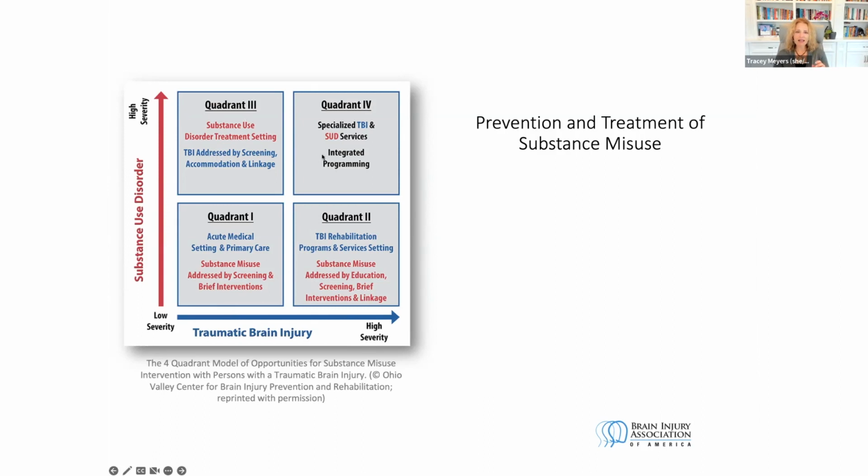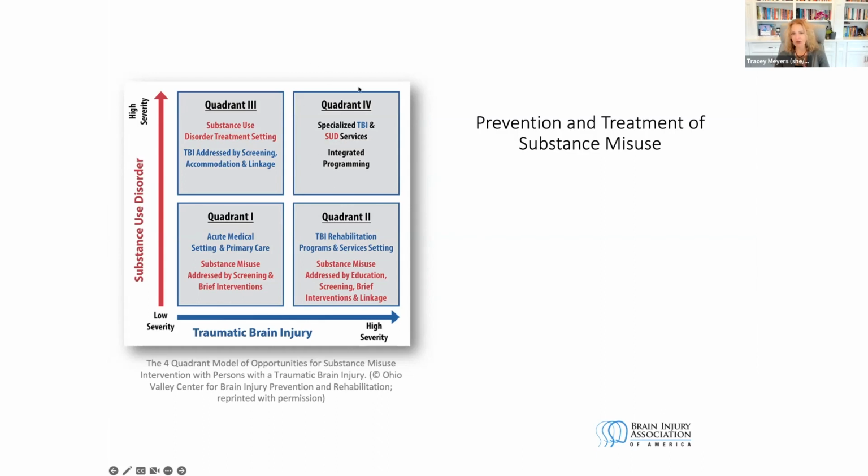Someone with a high severity of TBI and low severity of substance use may get a little bit of education, right? While they're in TBI rehabilitation, they may get some education and training on warning signs and some brief skills-based ways to cope with potential use issues. So it might be more of an educational service.